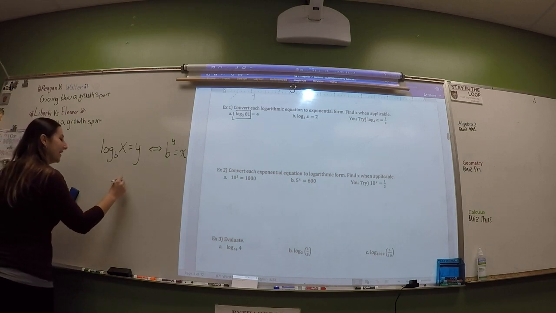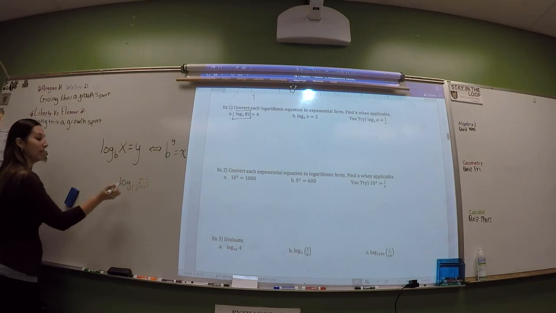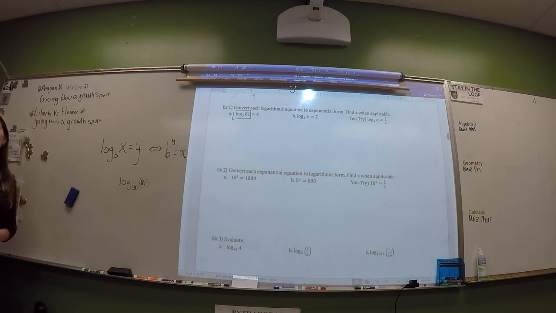It's going to come up with some little blank boxes like this. In the little baby box that's a subscript, put 3, and in the bigger box you're going to put 81. So log base 3 of 81, and then hit enter. What does it say? 4.